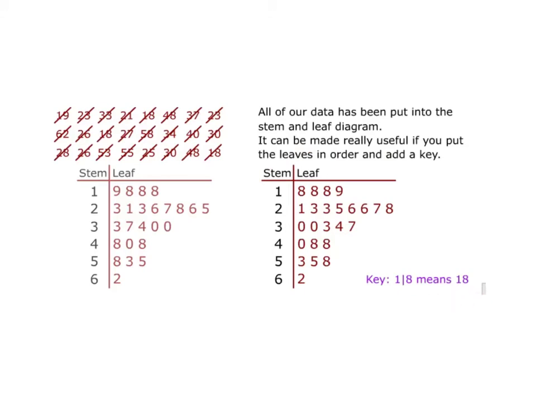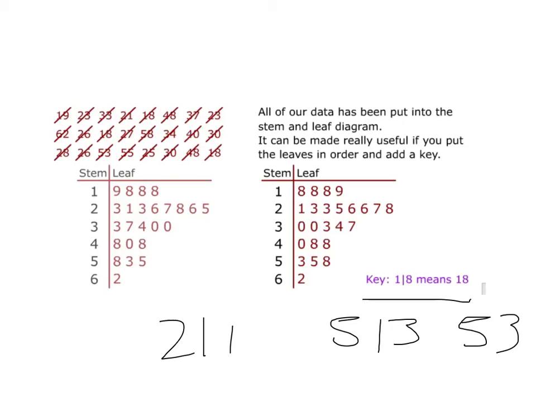It doesn't matter if you haven't taken 1/8, you could have taken 5/3 and put that means 53. You could have taken 2/1 and put that means 21. So it doesn't matter what part of the chart you show as long as you have got a key.